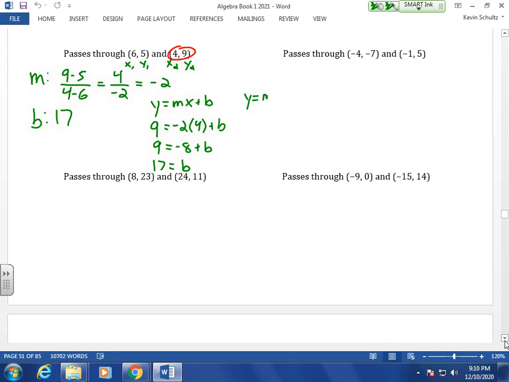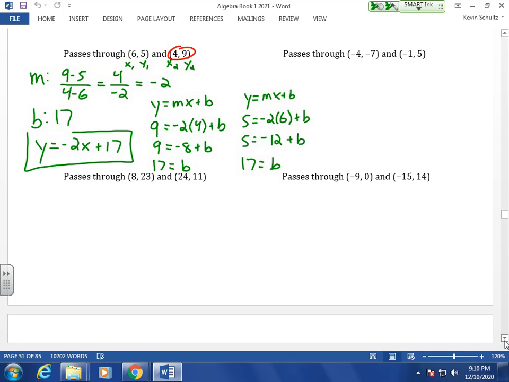So if we had chosen 6, 5, let's run through it quickly here. 5 would be for y. -2 is our slope times the x value of 6 plus b. -2 times 6 is a -12. Add 12 to both sides, and we get 17. So either ordered pair works. It's up to you. Our final answer, slope-intercept form, y equals our slope, -2, and then our y-intercept, +17.